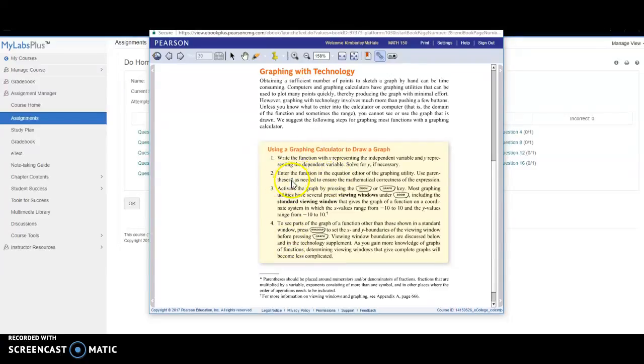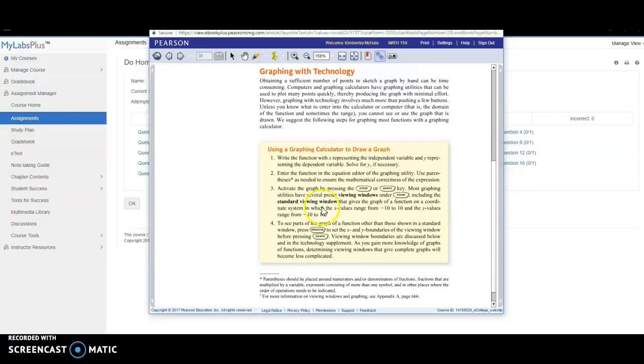In step 2, notice this star by parentheses. If you look down here, you'll note that there's a footnote that tells you to place parentheses around numerators and/or denominators of fractions because the calculator or computer needs to know that is one complete piece. So practice inputting with the parentheses.